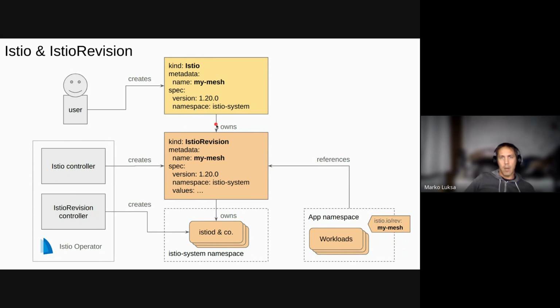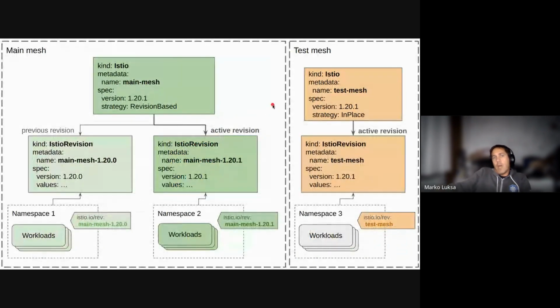Yes. So you could have multiple Istio resources, of course, for multiple meshes, where an Istio resource might be associated with 2 or more Istio revisions at the same time, or just one, depending on the strategy and where you are in the life cycle.